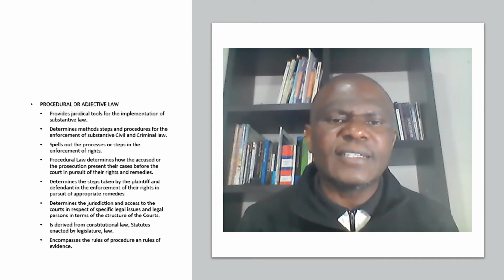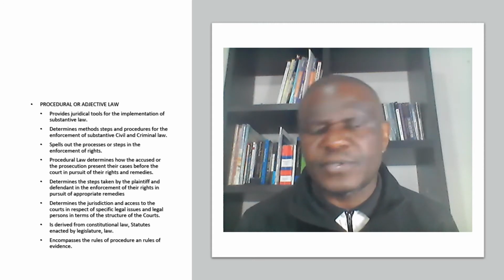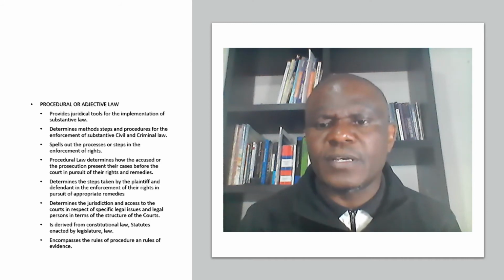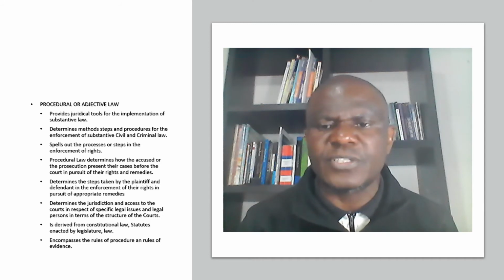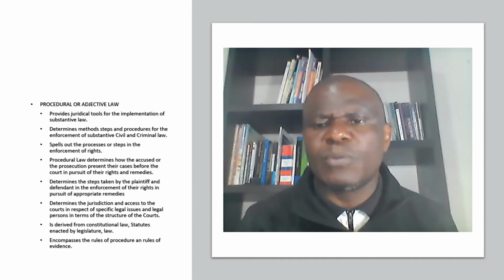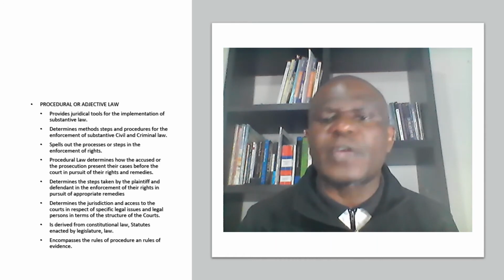You find that it determines the jurisdiction of the courts, the access to the courts in respect of specific legal issues, and the legal persons in terms of the structure of the court. You find that different courts, according to their geographical limitations, are competent to hear cases or matters that have occurred in a specific geographical location.